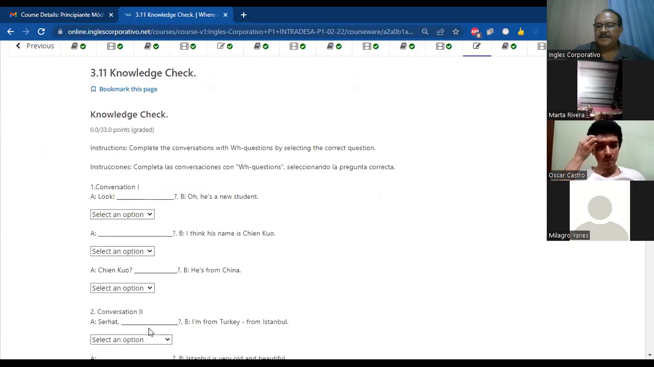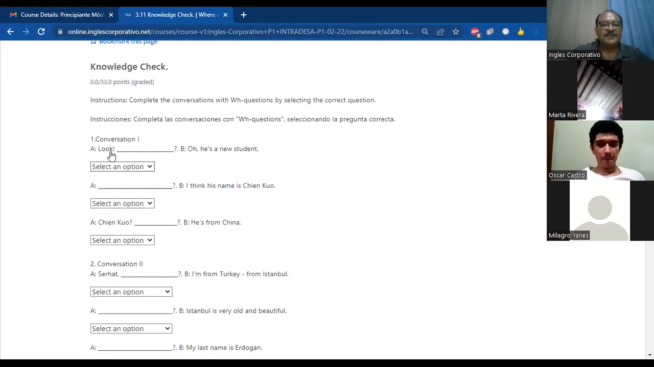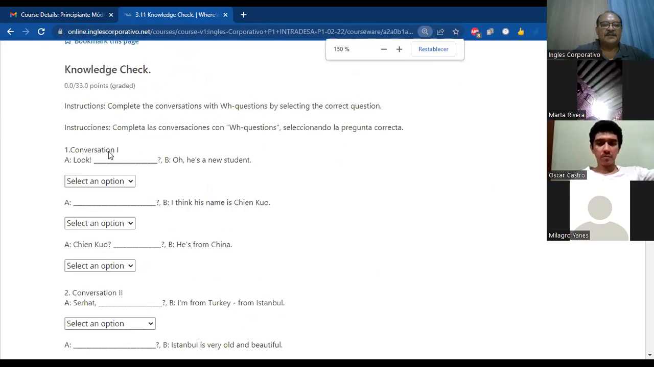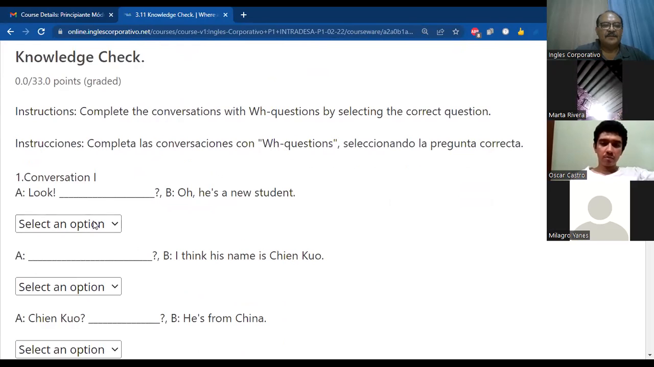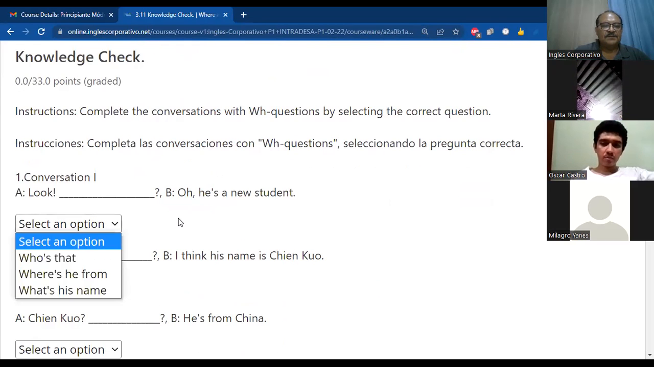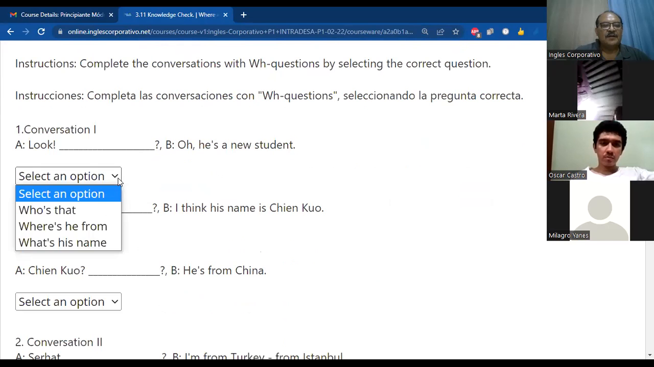Now we have the exercise, right? For example, you have look. Let me, yes, we can make it a little bit larger. And then you have options. Okay, you have to select one option. First option is who's that? Second option, where is he from? Third option, what's his name? Okay, what is the option that goes here? Look, oh, he is a new student.